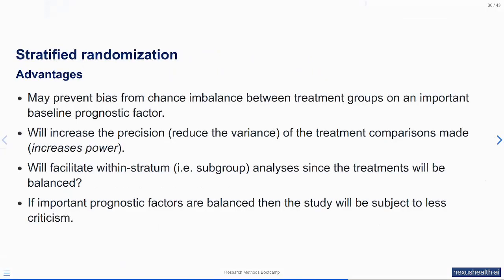What are the advantages? Stratified randomization may prevent bias from chance imbalance between treatment groups on an important baseline prognostic factor. It will increase the precision of the treatment comparisons made, and so it increases power. It will facilitate within stratum subgroup analysis since the treatments will be balanced. If important prognostic factors are balanced, then the study will be subject to less criticism.